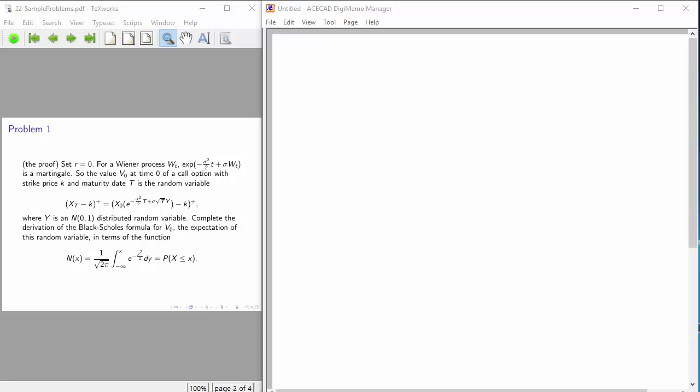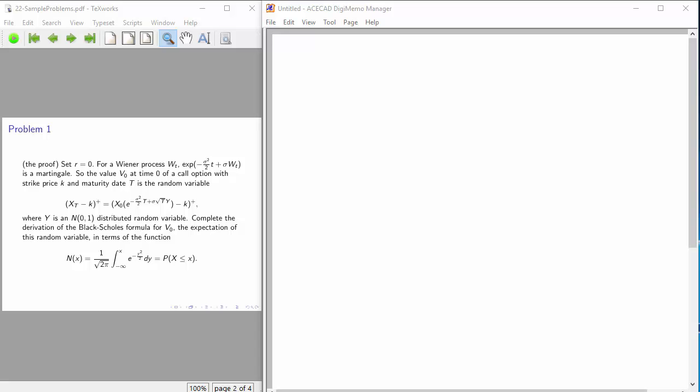Remember the Wiener process. This has the property that it's normally distributed and the variance is proportional to the time. And what you've proved about this is that W sub t is a martingale, W sub t squared minus t is a martingale, and best of all, the exponential of minus sigma squared t plus sigma times W sub t is also a martingale. And that's going to let us figure out the value of a call option.